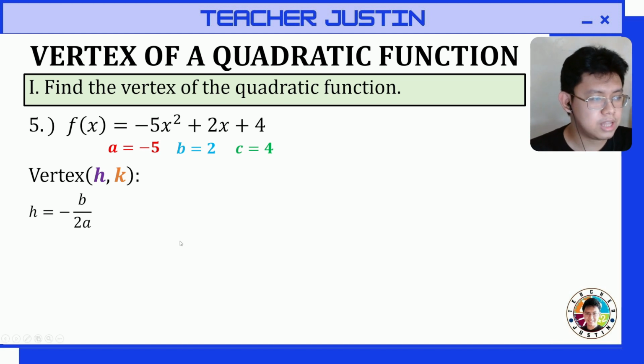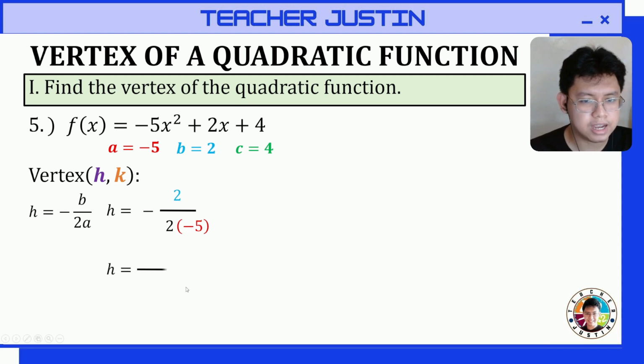So, substitute natin yung value ni b and a. So, we have h is equal to negative 2 over 2 times negative 5. Okay, now let's simplify. Multiply natin si negative times positive. We will have negative 2 in our numerator. 2 times negative 5 is negative 10 sa ating denominator. We can simplify this by dividing both numerator and denominator by negative 2 kasi yun yung common factor nila. That will give us the value of h, which is 1 over 5.